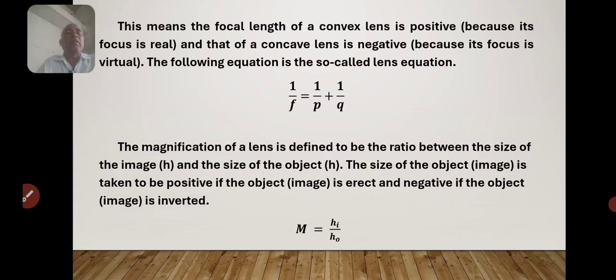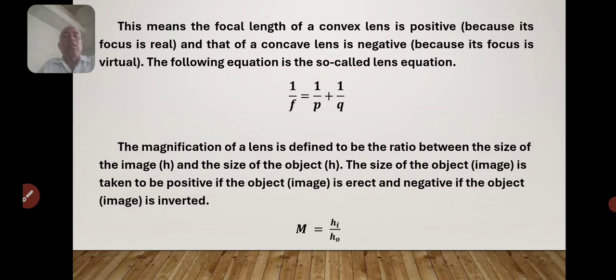The following equation is the so-called lens equation, and it is given by the formula 1/F = 1/P + 1/Q. Here in this equation, 1/F is the reciprocal of the focal length, 1/P is the reciprocal of the object distance, and 1/Q is the reciprocal of the distance of the image from the center of the lens.